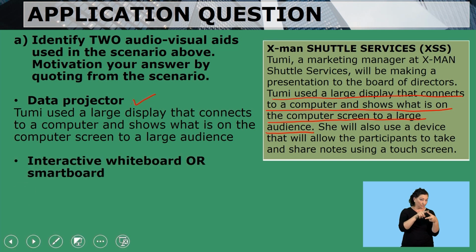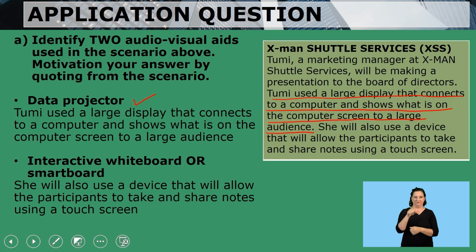Secondly, we've got interactive whiteboard or smartboard. What is our motivation? She will also use a device that will allow the participant to take and share notes using a touch screen. I hope you can see this was taken verbatim, directly, word for word, as is from the scenario. Nothing was taken out, nothing was added. So when the question says quote, it means you need to take the statement as is from the scenario. So these are the two visual aids that we've identified from the scenario.